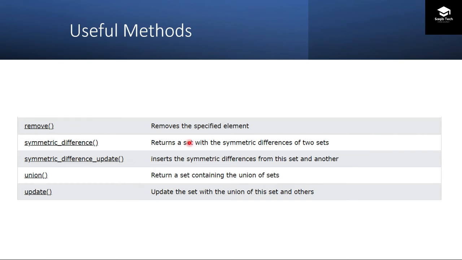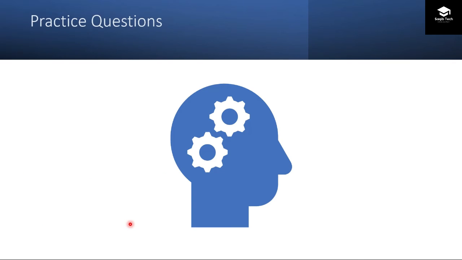Another method is remove, which I told you is also used to remove an element, but it will give an error if it does not find the value in the set. Next is symmetric difference, which returns a set with the symmetric difference of two sets. Symmetric difference update will update the set with the symmetric difference. And the next is union, used to join two sets, and update, which is also used to join the sets.